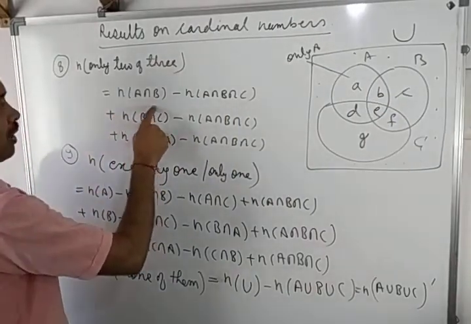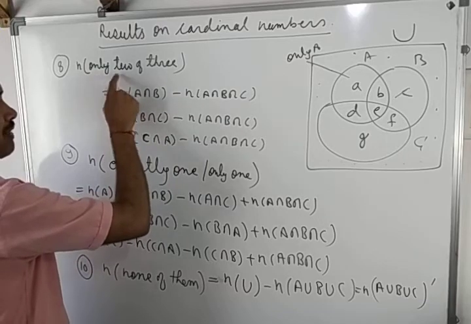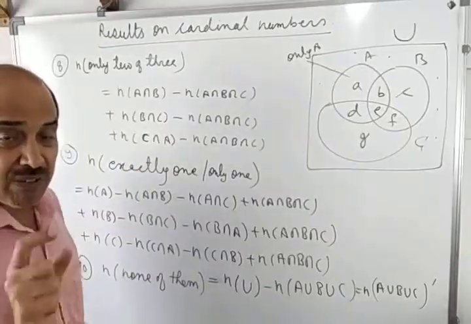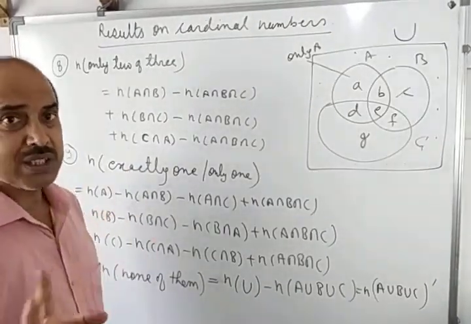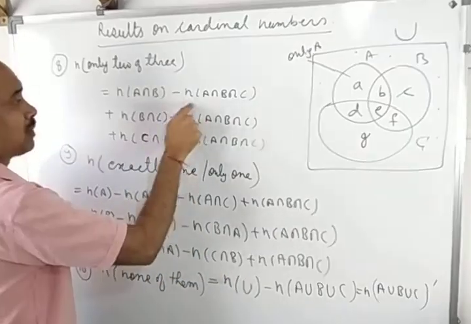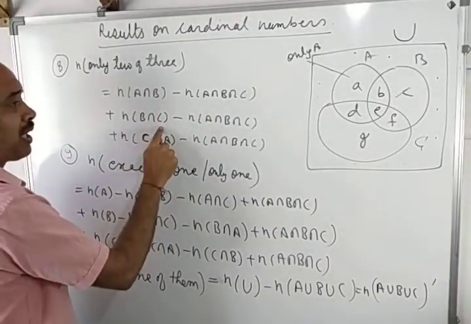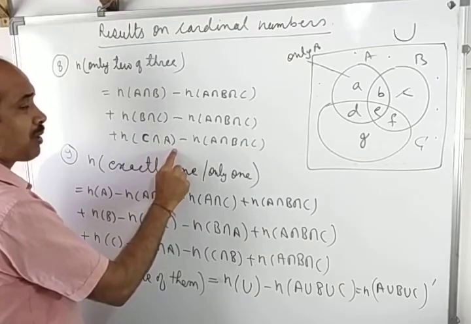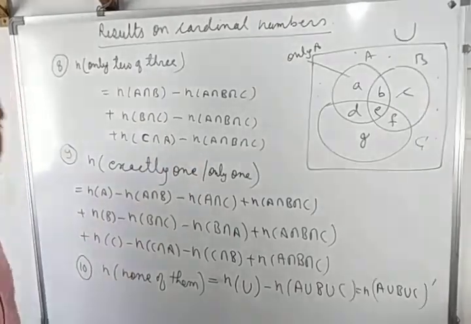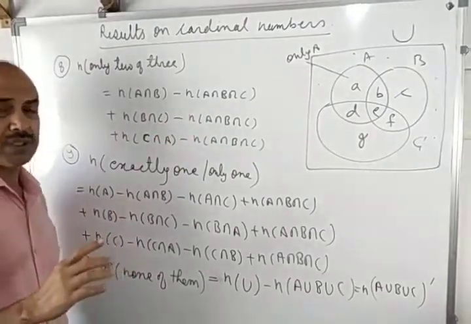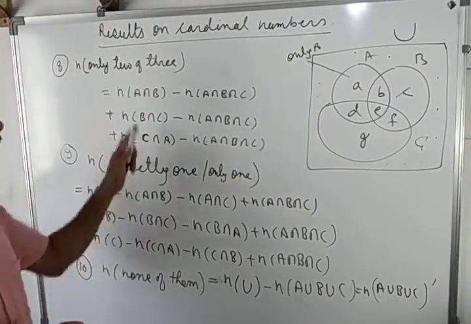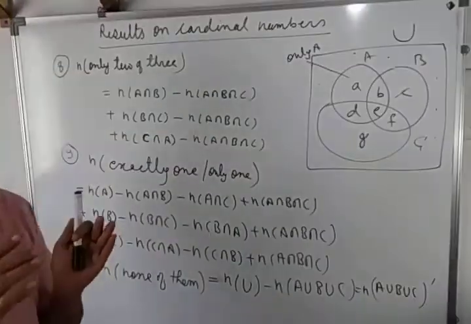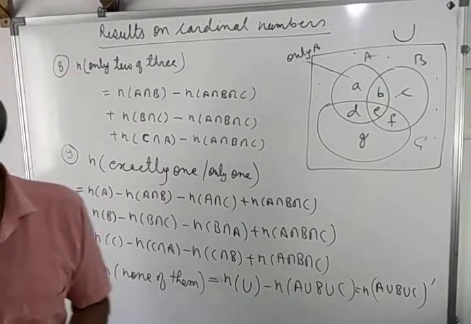This one is exactly 2, but for only 2 or exactly 2, you will have all 3, the sum of all 3. But when they are specifying A and B but not C, then this will be there. If they are saying B and C but not A, then this will be B and C but not A. C and A but not B is this. So we are not writing separately, it is already covered here. But if it is mentioned in the question, you have to use this formula for any specific question. So these all are the basic results which we are going to use in the coming exercise.